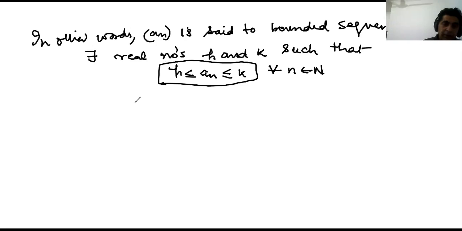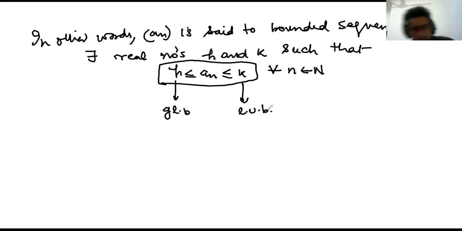Here again the same thing, this is called least upper bound, this is called greatest lower bound. Let me properly write. This is called greatest lower bound, this is called least upper bound, right? So this is all about bounded sequence. Let us take an example. Let's understand by an example.